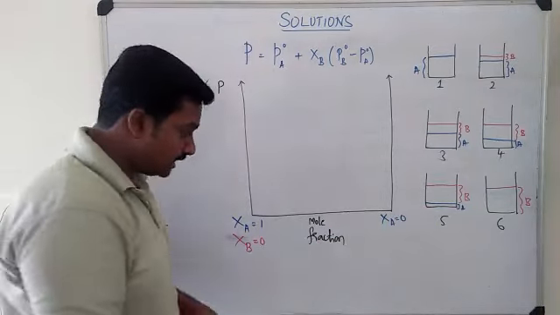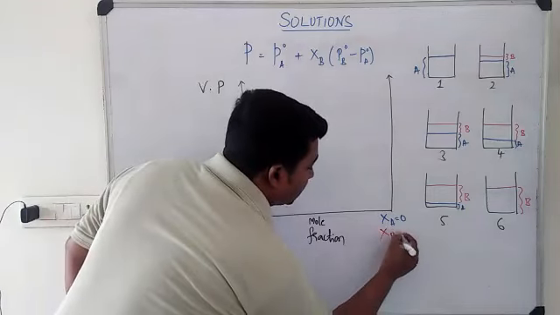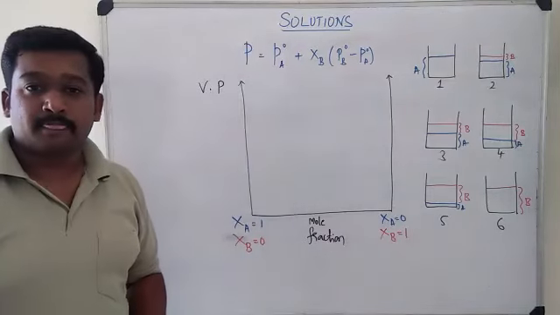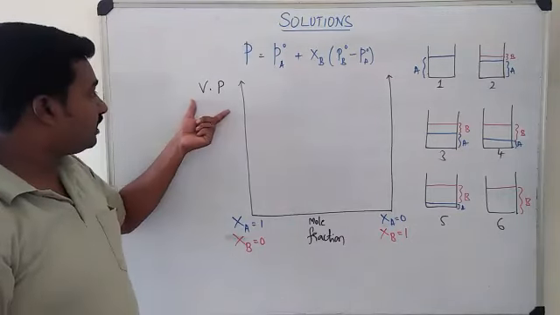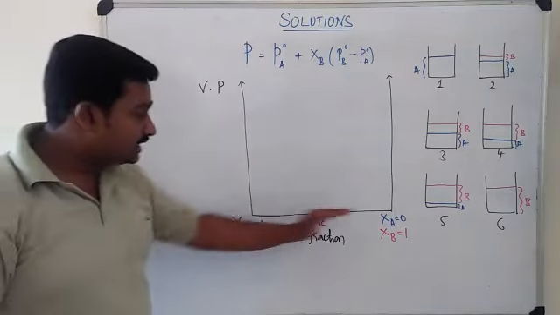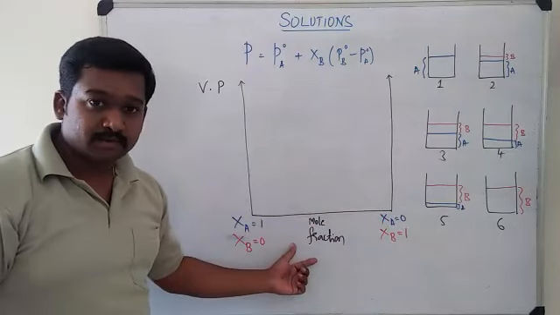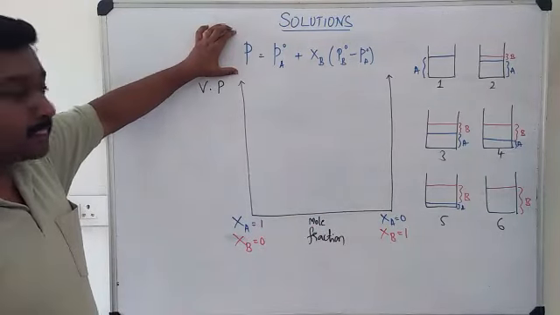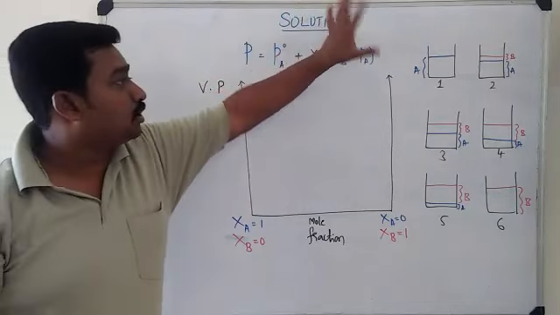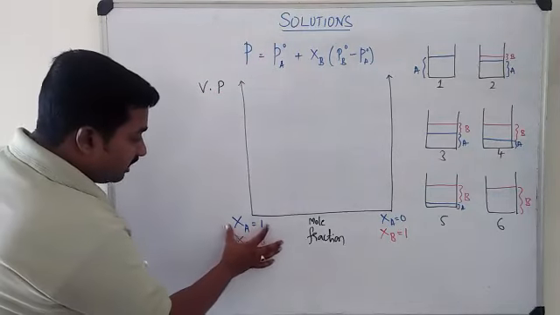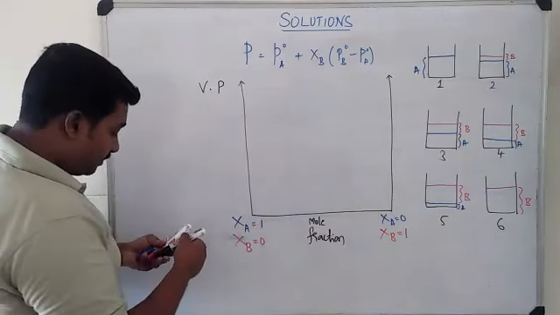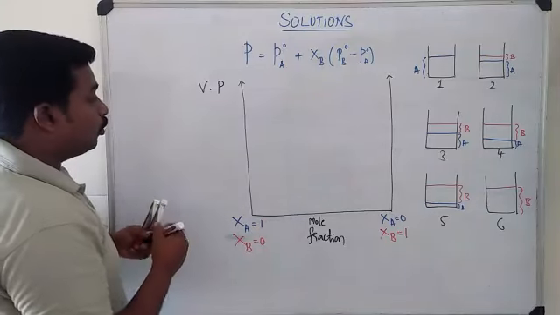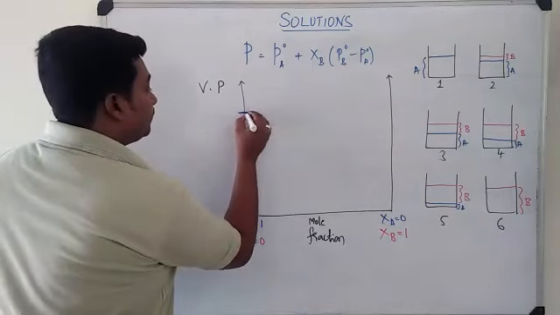XA is 0, whereas XB has reached 100%. That is 1. So this is the graph where along the y-axis I have taken vapor pressure and along the x-axis I have taken mole fraction. Now use this expression: PA0 plus XB into PB0 minus PA0. Initially when XA is 1, the vapor pressure of this component will be maximum.